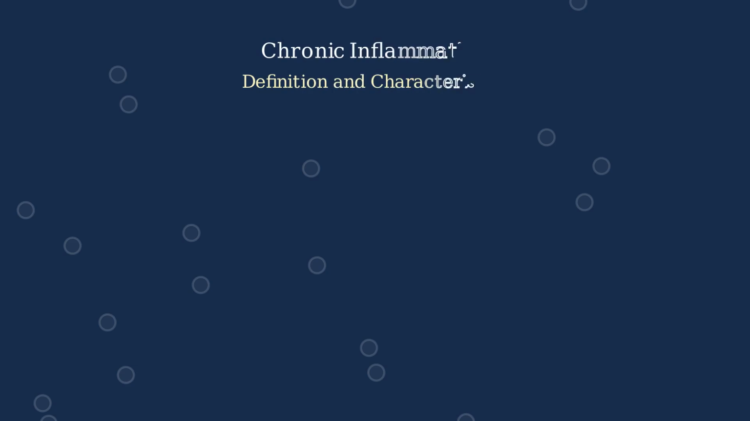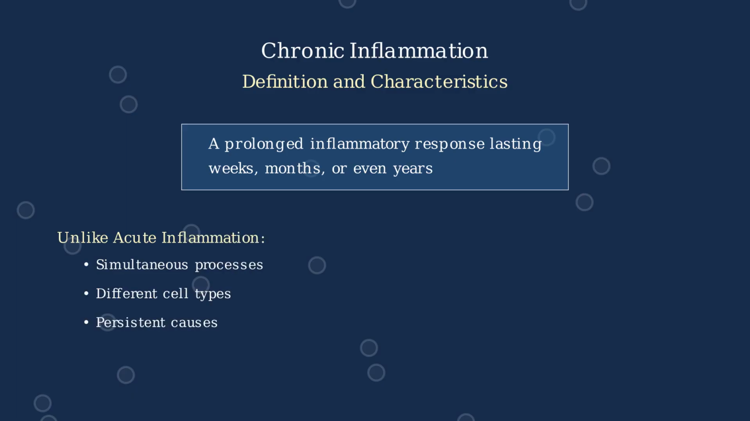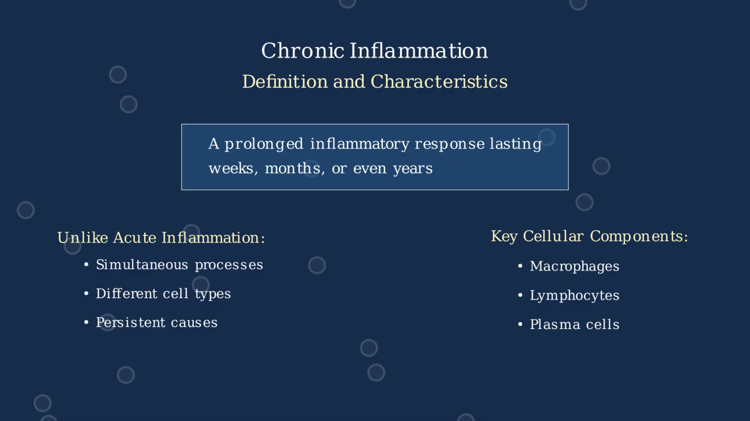Chronic inflammation is defined as a prolonged inflammatory response that can last for weeks, months, or even years. Unlike acute inflammation, chronic inflammation is characterized by the simultaneous presence of ongoing inflammation, tissue destruction, and attempts at repair. It involves different cell types than acute inflammation, with a predominance of macrophages, lymphocytes, and plasma cells.